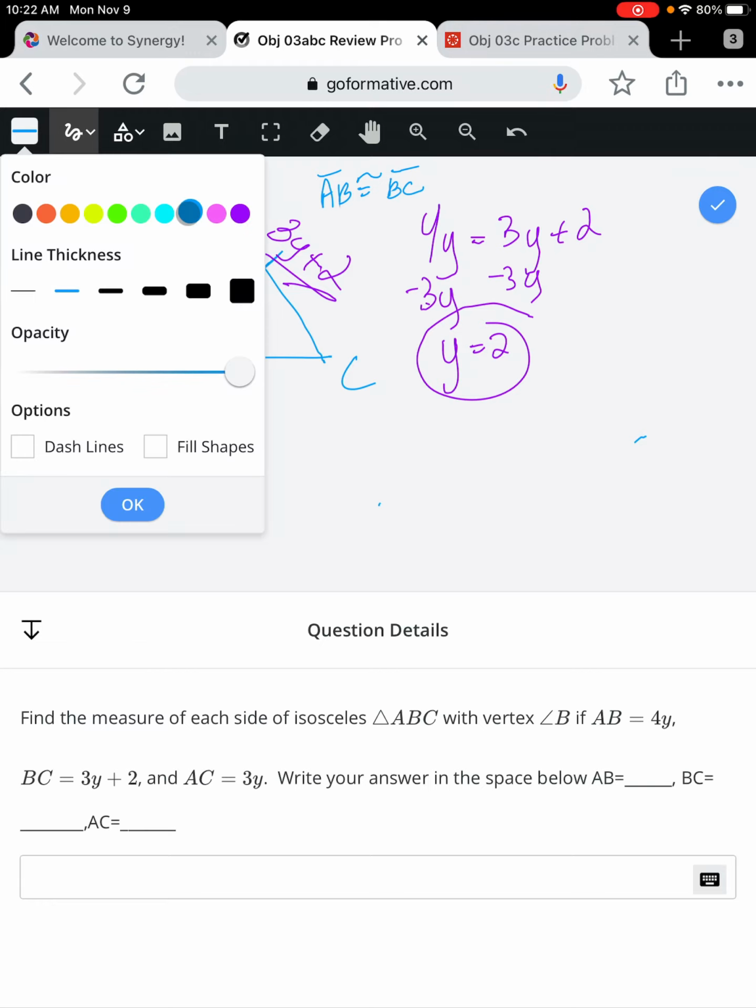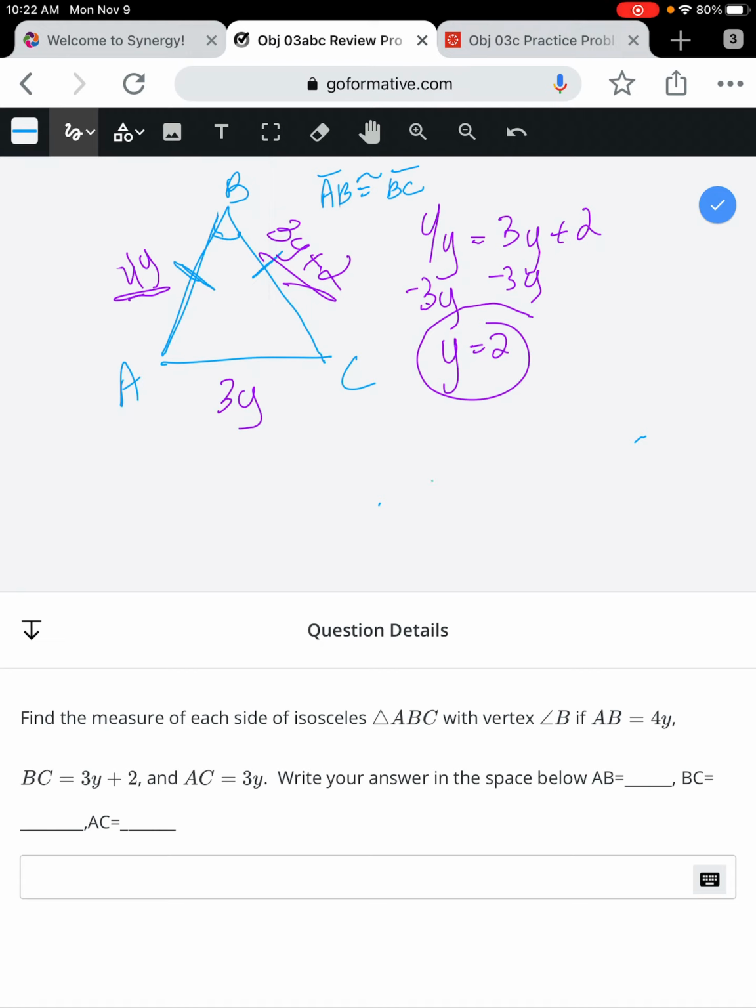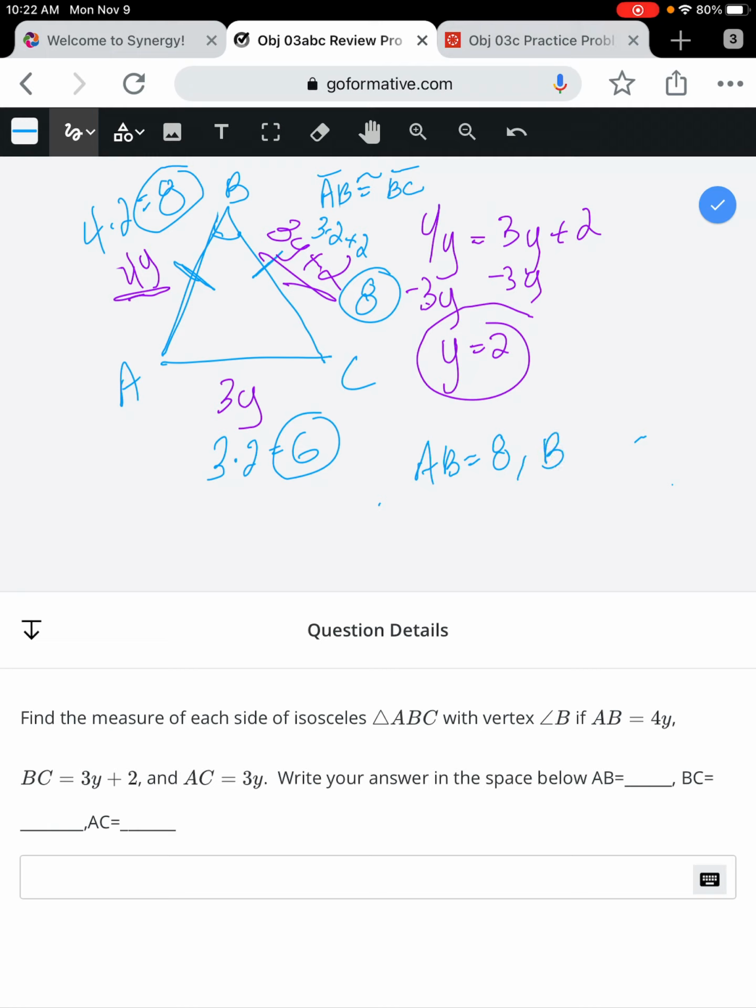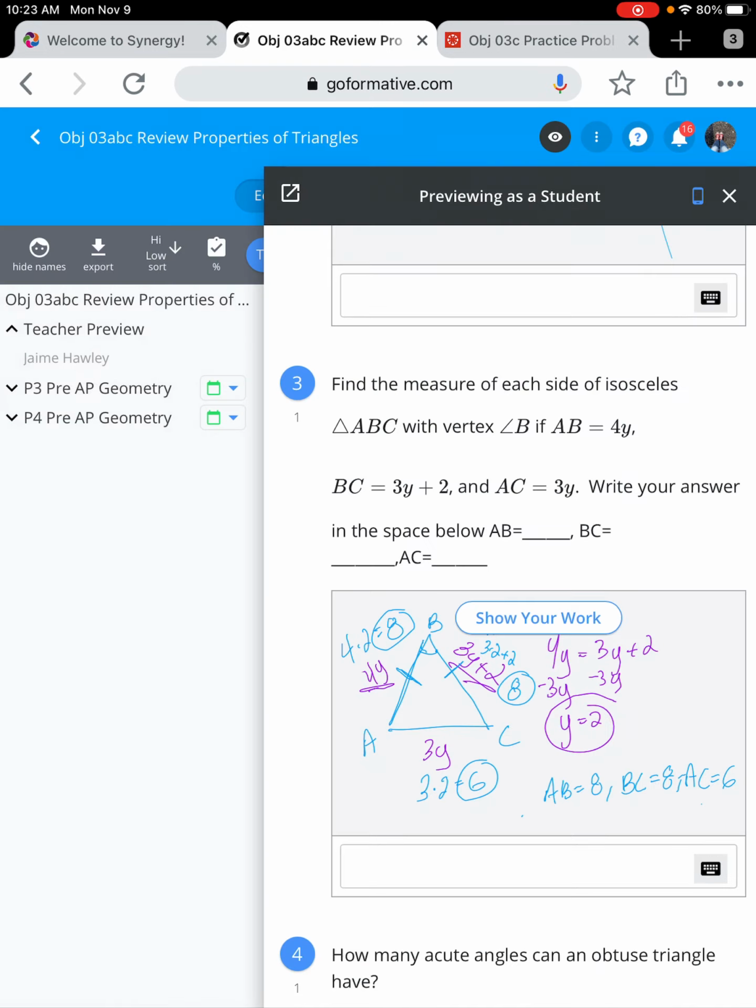So this first one is going to be 3 times 2, which is 6. This is going to be 4 times 2, which is 8. And if I did this right, this is going to be 3 times 2 plus 2, which is also going to be 8. Okay, so the distance from A to B was 8. The distance from B to C was 8. And the distance from A to C was 6.